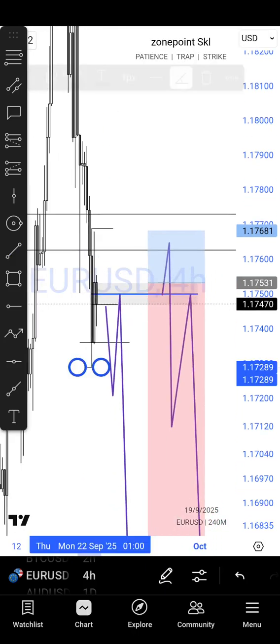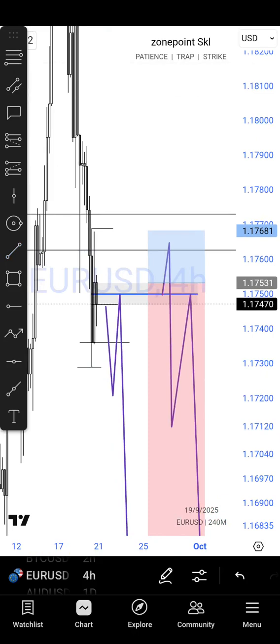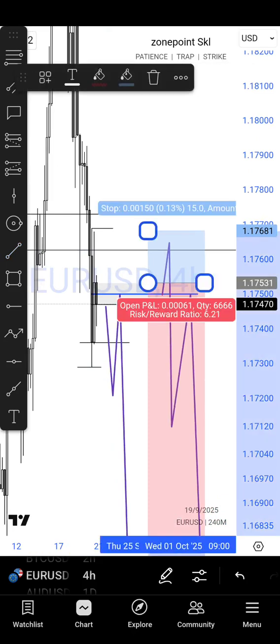Once price takes out this liquidity here, okay, let me draw this very well.